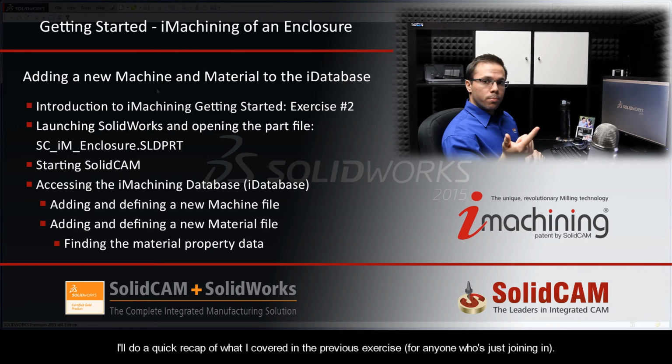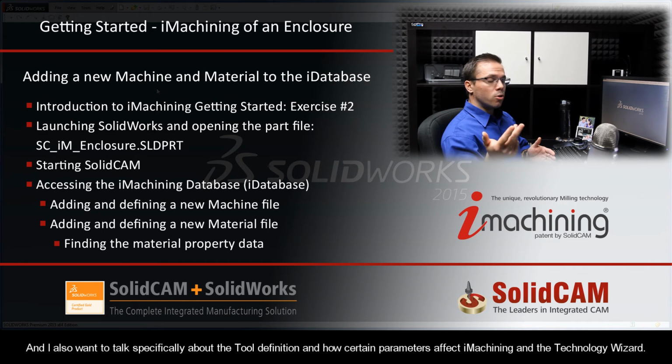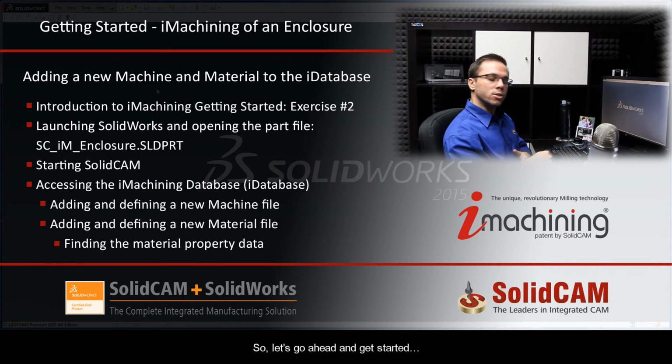I'll do a quick recap of what I covered in the previous exercise for anyone who's just joining in. I'll also cover the iMachining Technology Wizard and the interface in greater detail. We'll then take a look at using the iRest technology type prior to finishing with iFinish. And I also want to talk specifically about the tool definition and how certain parameters affect iMachining and the Technology Wizard. So let's go ahead and get started.